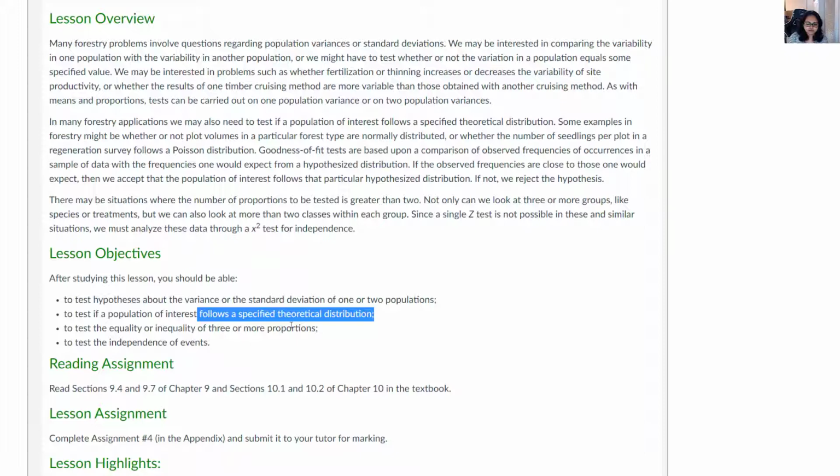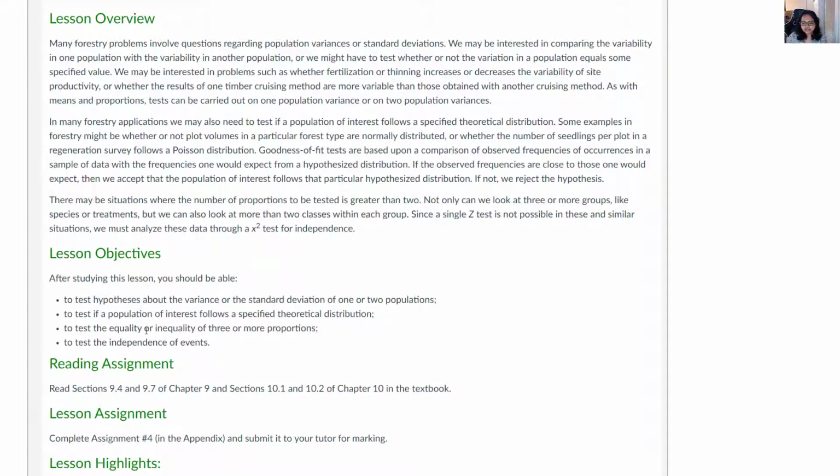It could follow a geometric distribution, Poisson distribution, or normal distribution, depending on what kind of distribution we would like to test. But the test will follow a specific rule, and we can only do that using the chi-square test. So that's what I would like to show you.